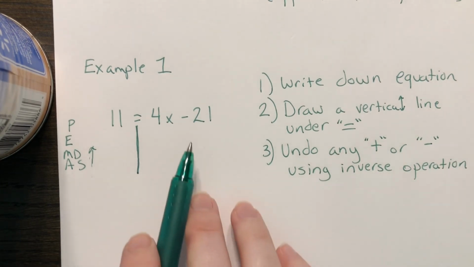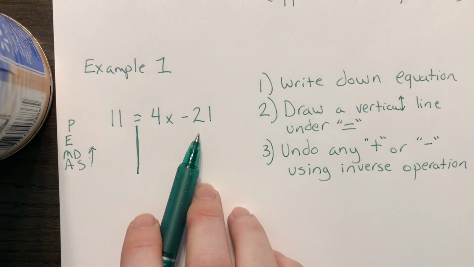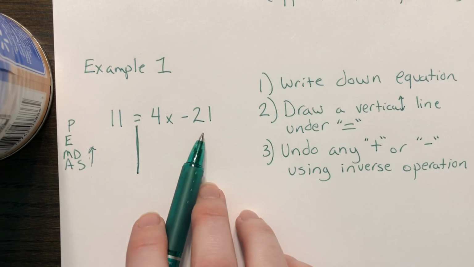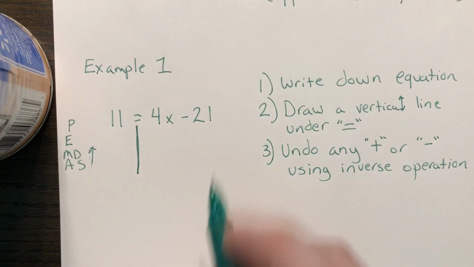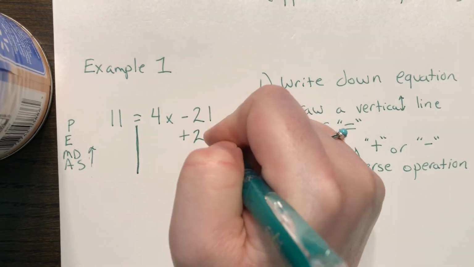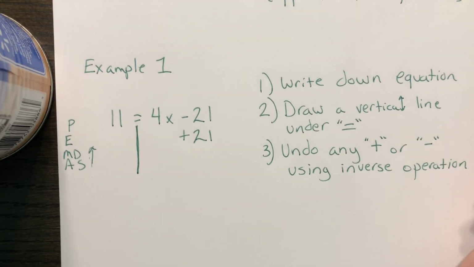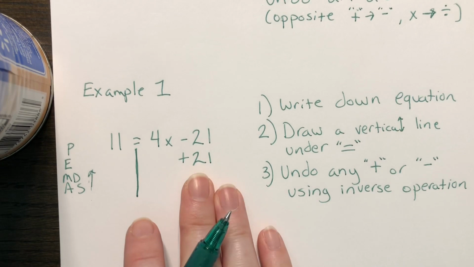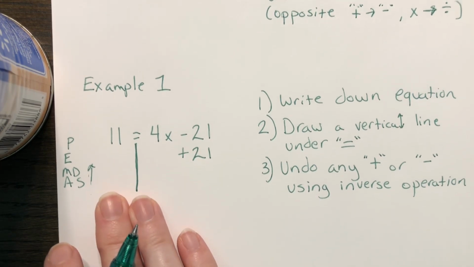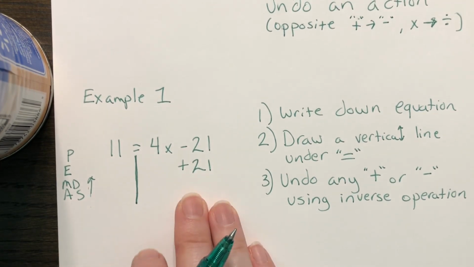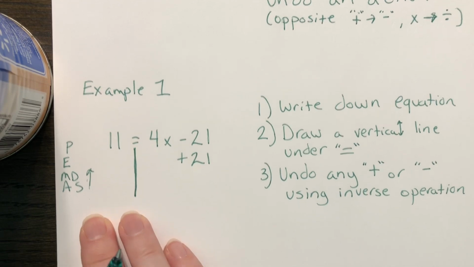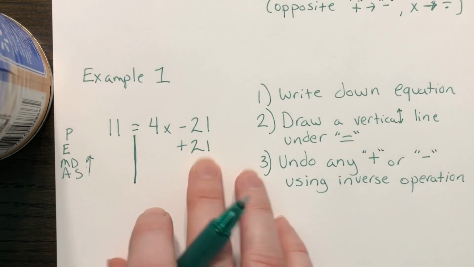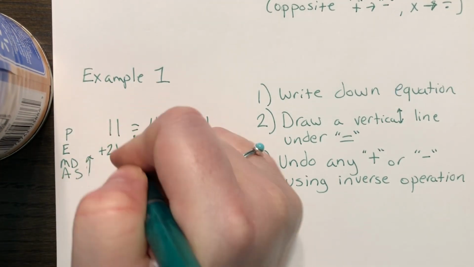So on here, we've got a minus 21. We need to undo the minus 21 by doing the inverse operation, which is adding 21. And the thing that I always like to talk about in class is the golden rule of algebra. The golden rule of algebra is whatever you do to one side, you must do the other. So the golden rule, whatever I do to one side of the equal sign, I must do the other side of the equal sign. So if I'm adding 21 here, gotta add 21 here.